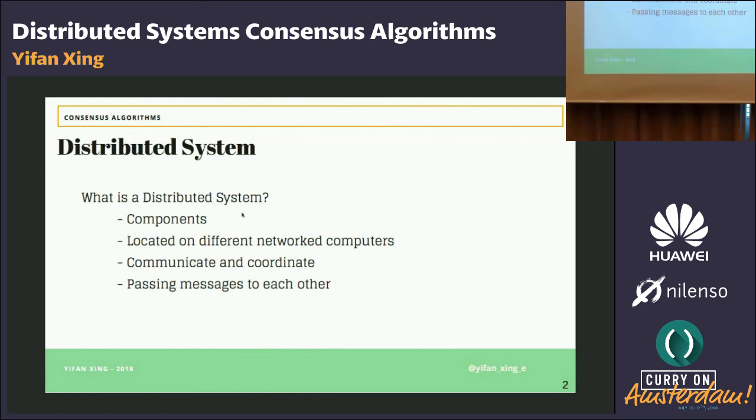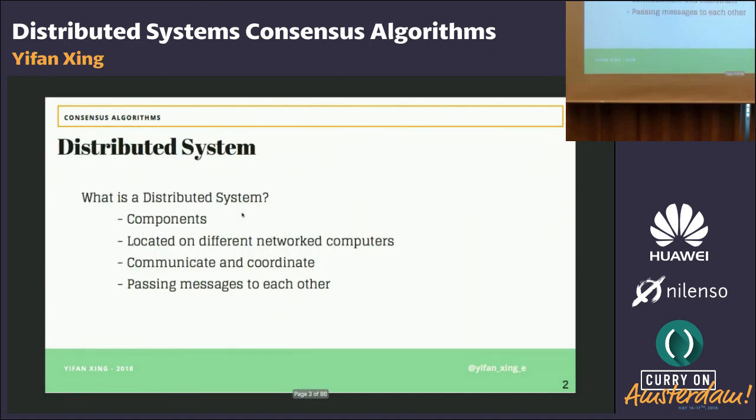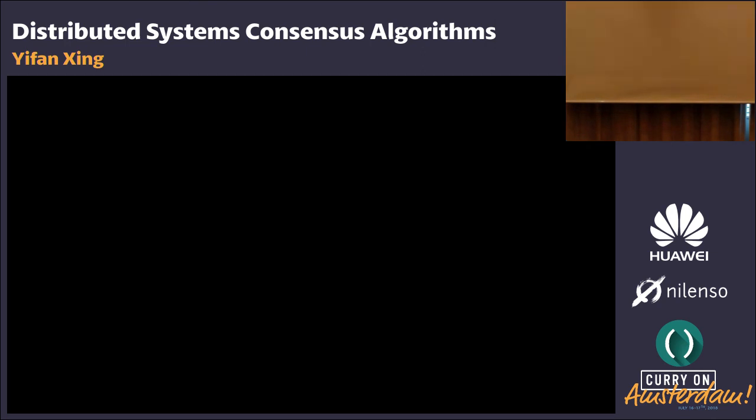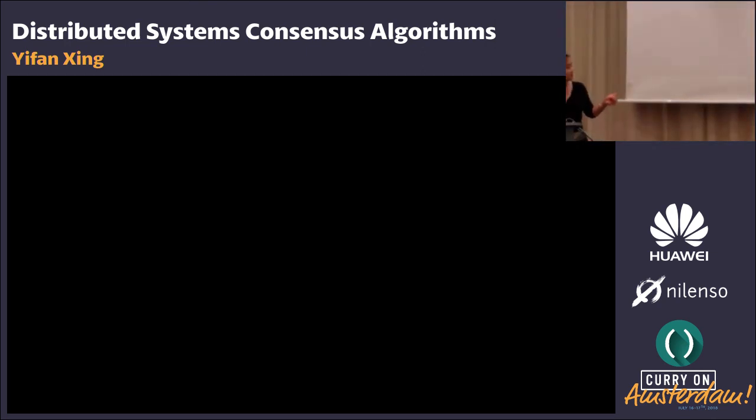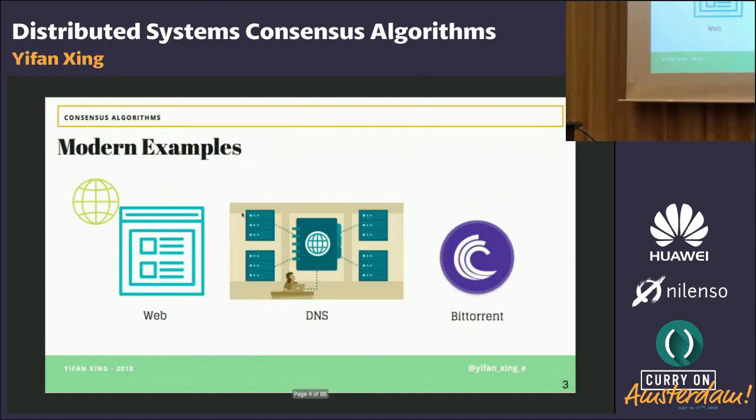When we talk about distributed systems, let's first define what they are. Basically, there are components that work together and are located on different parts of the network, and they communicate and coordinate with each other by passing messages.